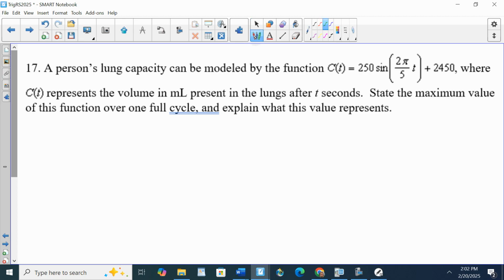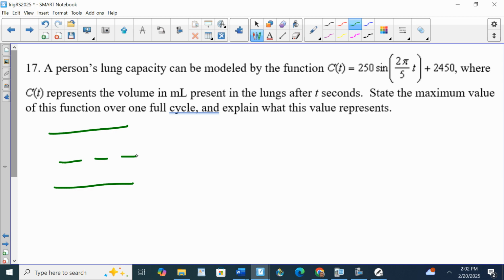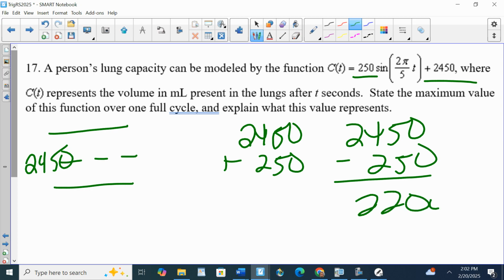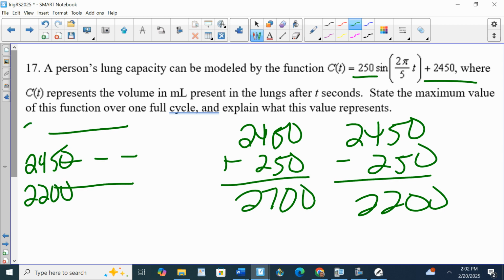A couple of the modeling problems. When they give you a real life example, it's best to draw a little picture. Shift is 2450. Amplitude is 250, so I can do 2450 plus 250, 2450 minus 250, that's 2200, that's 2700. It's a positive sign, so it's going to look like that.